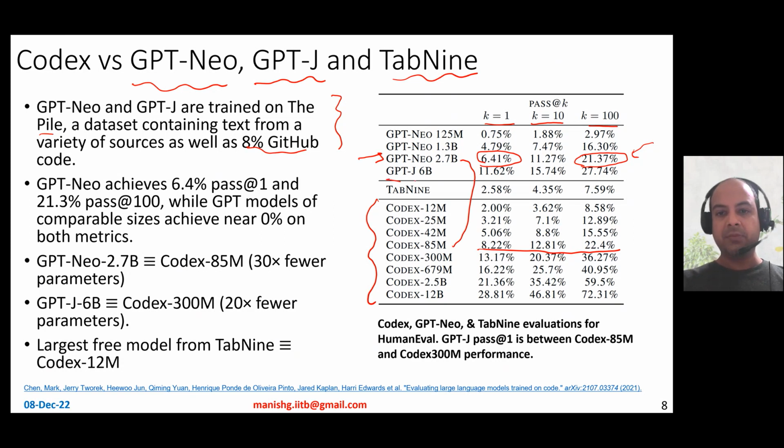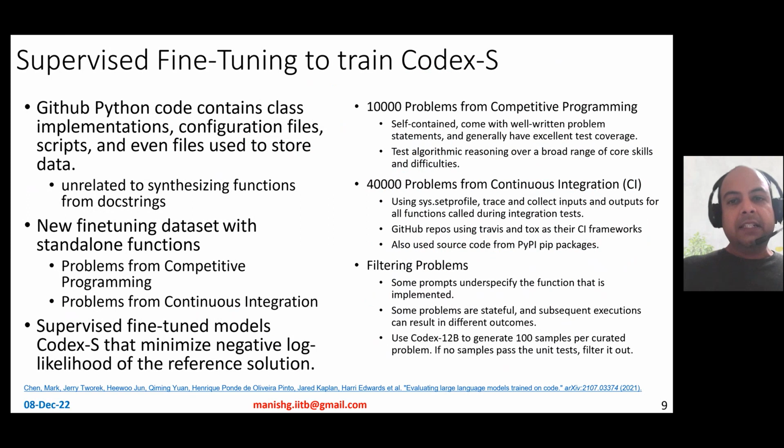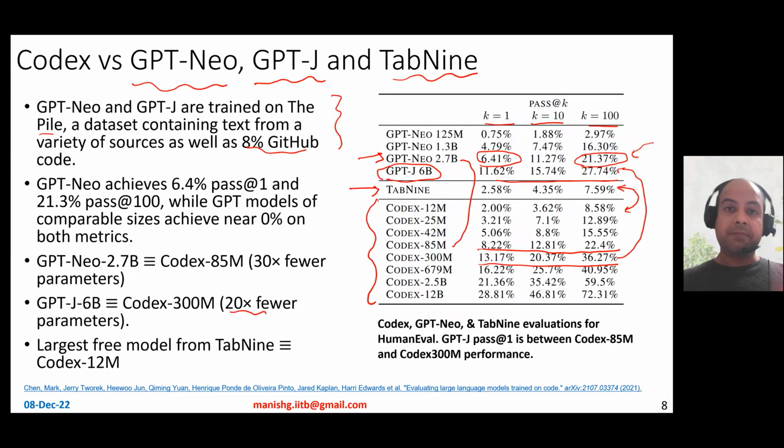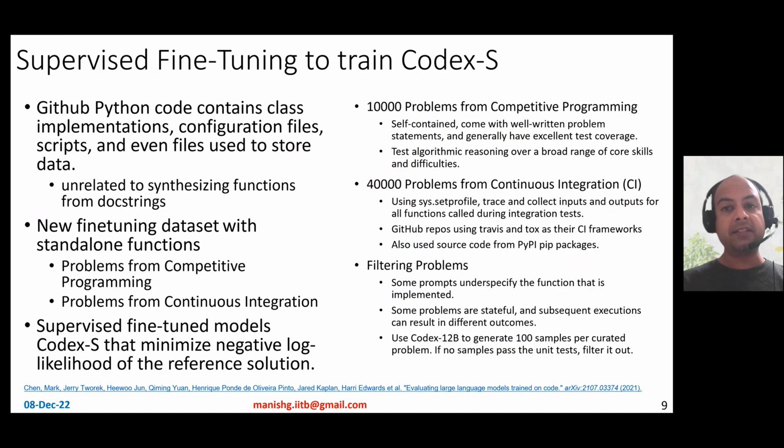Also, if you notice this GPT-J model, the metric that it provides is approximately the same as this Codex 300 million sized model. Of course, it's slightly better, but approximately the same metric with 20x fewer parameters, which is so awesome. In fact, the TabNine model has approximately the same performance as the Codex 12 million model, which is way smaller compared to those models. So in short, the Codex model is way better compared to baseline models; it can achieve the same kind of pass at k accuracy with much smaller sizes.